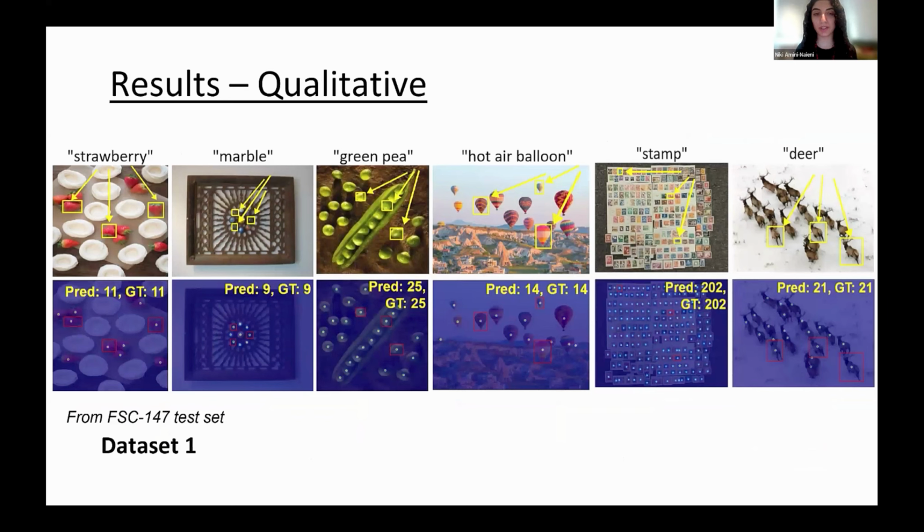So here are some results from CountGD. In the top row, you can see the input image and the text that we give to the model, as well as the visual examples, which are specified with yellow boxes and yellow arrows pointing to them. The output of CountGD is in the bottom row, and you can see the center points plotted together with the predicted and ground truth counts. And these are all images from the test set of FSC 147.